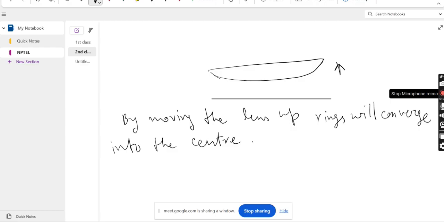If you move the distance by an even multiple of lambda by 4, the center will remain dark. But if you move the distance by an odd multiple, the center will no longer be a dark interference. It can convert to bright interference. Let us understand why.